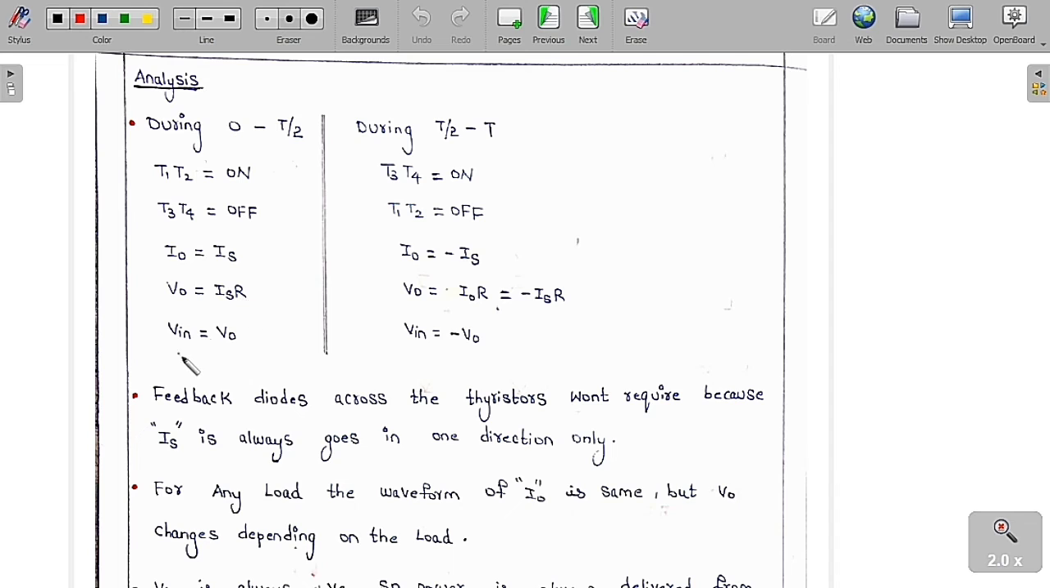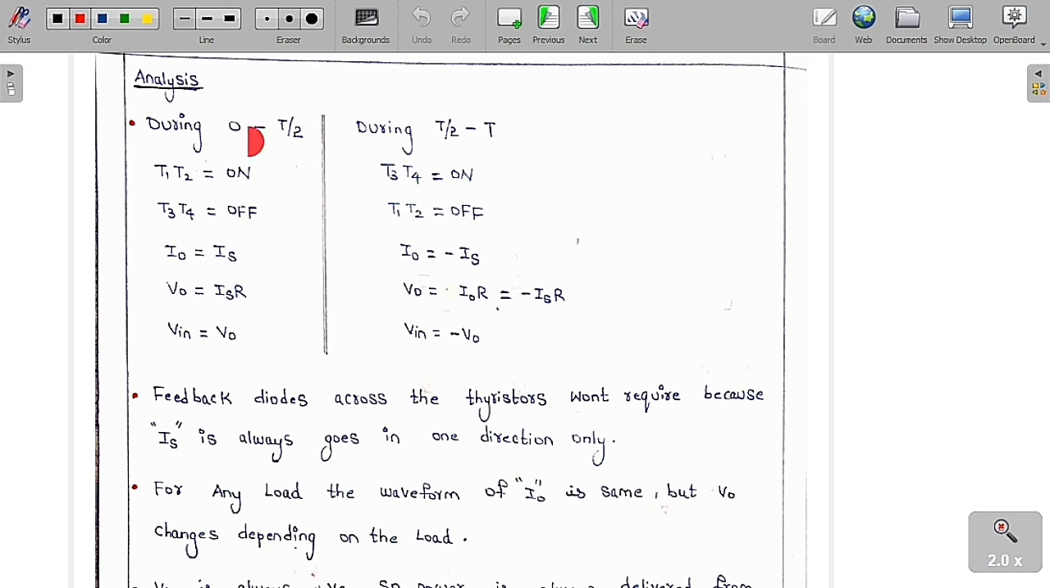So if you apply KVL, we get that Vin is equal to Vout. This is what we are going to get whereas from T/2 to T, we are going to turn on T3, T4 and turn off T1, T2. If you analyze the circuit, we get I0 is equal to minus IS. V0 is equal to I0 into R, but I0 is equal to minus IS, so minus IS into R. So Vin is equal to minus V0. This is the thing that we are going to get during T/2 to T.